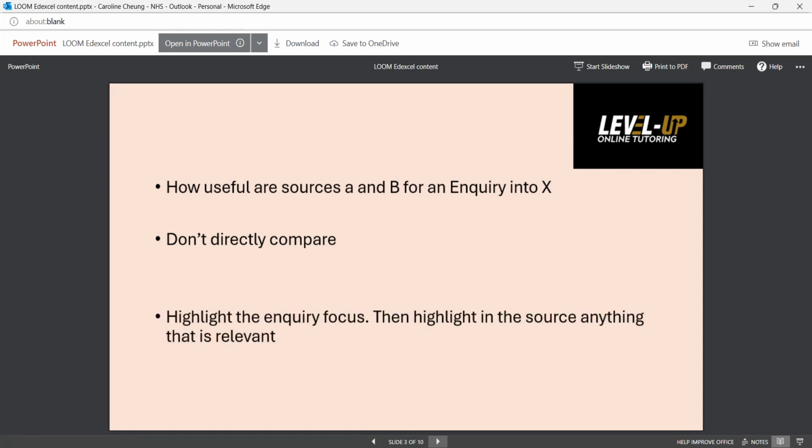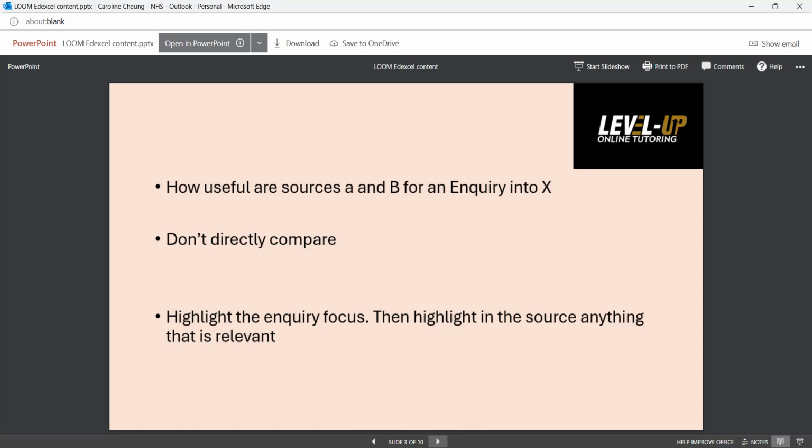The first thing you're going to do in the exam with your highlighter is highlight what the inquiry is focusing on. So in the first bullet point, what is X? How useful are sources A and B for an inquiry into surgery in World War One or the use of X-rays in World War One. You're going to highlight the inquiry focus, and then on the paper, you're going to highlight in the source anything that is relevant.